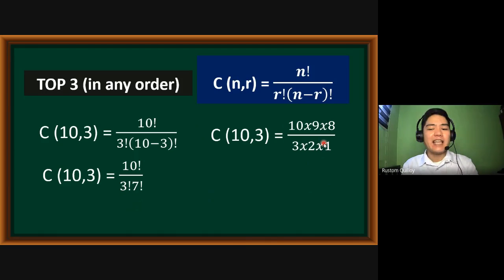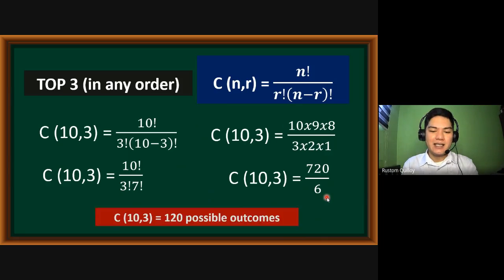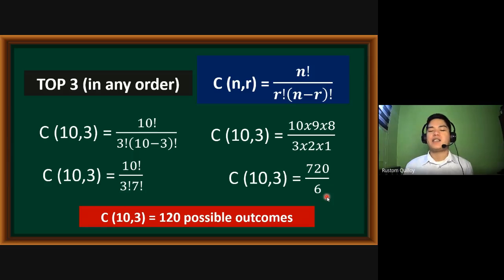Yung 10 times 9 times 8, ayan ay 720. Yung 3 times 2 times 1, ayan ay 6. So 720 divided by 6, that is 120 possible outcomes. So tandaan nyo yan, doon sa top 3 in any order, yung hindi magkakasunod-sunod, basta mahulaan mo yung top 3, merong 120 possible outcomes. Tandaan yan.